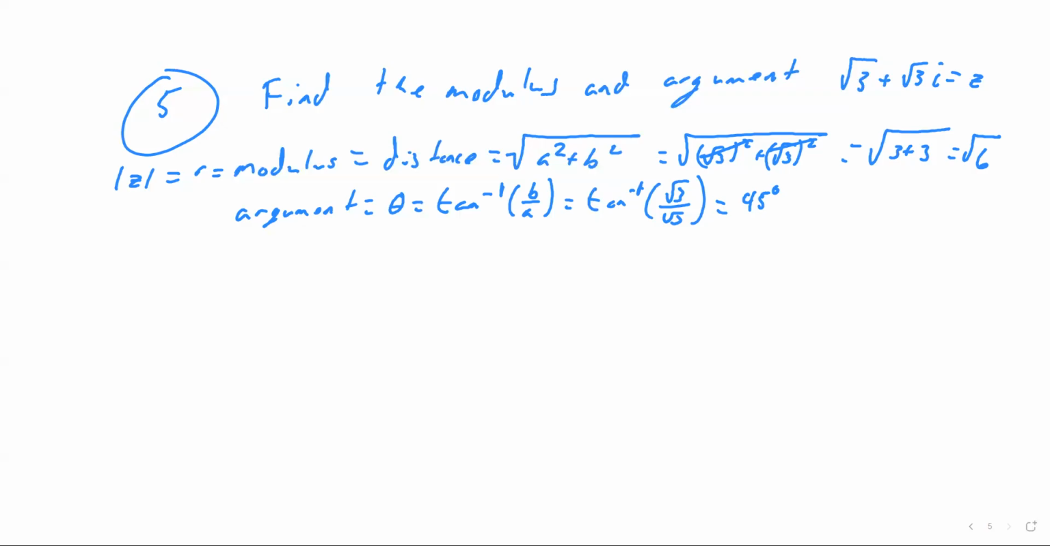Yes, you can always do it on the back end. It just depends on what the question asks. Theta can be represented as degrees or radians. It can be both answers. Like on the test, the answer was pi over 4. That's what it wanted.